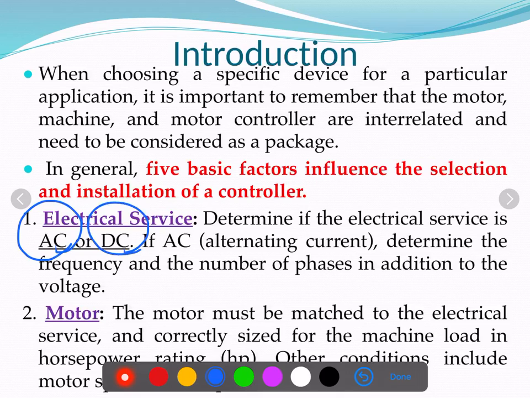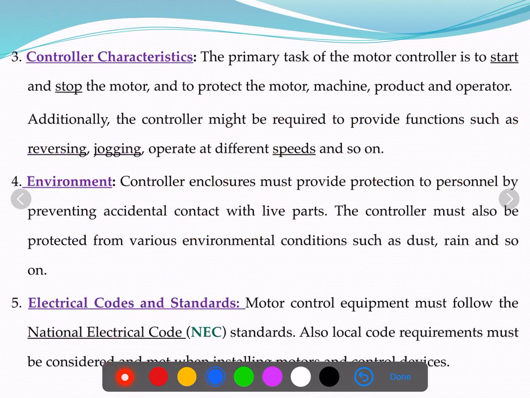Then the second factor you have to think of is what type of motor I'm using, what size of motor I'm using. So the motor itself, you have to consider when you're designing a controller. Then you have to ask yourself about the controller. What do you want to control? You want to control starting, stopping? Do you want to control the speed? Do you need any jogging, any reversing?